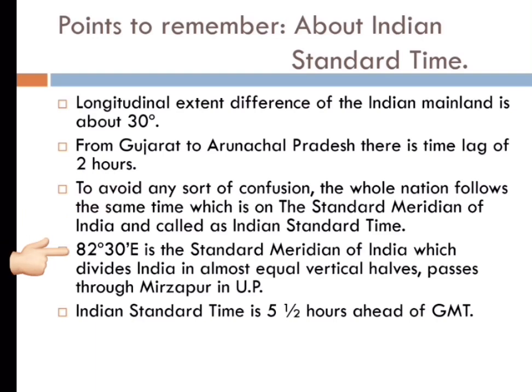82 degrees 30 minutes east is the standard meridian of India, which divides India into almost 2 equal vertical halves, passing through Mirzapur in Uttar Pradesh. So, Indian Standard Time is 5 hours 30 minutes ahead of the Greenwich Meridian time.